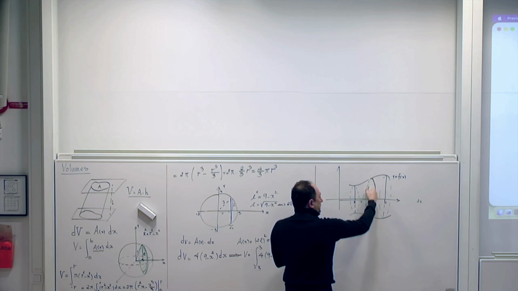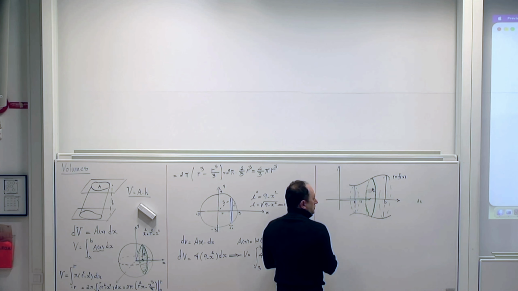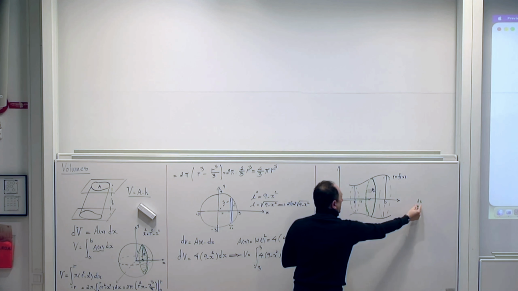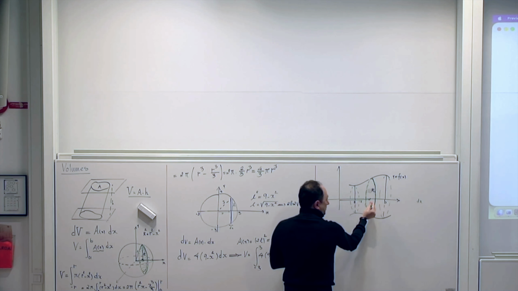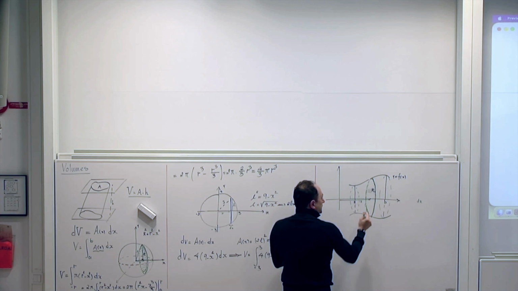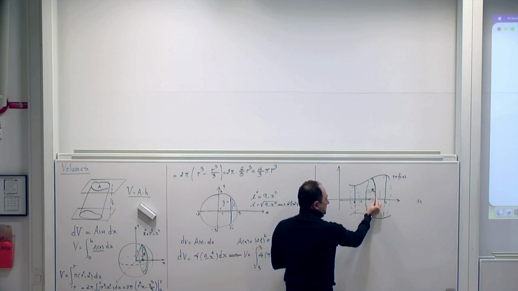And then I will find the area of this circle and multiply it by the height, which in this case is this small thickness. Then this will give me the volume of this slice. And then I add them up using an integral. So the thickness, which is the height, is dx.